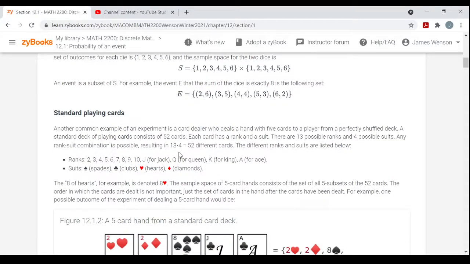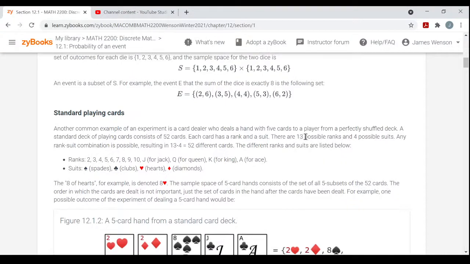So, some other examples. Standard playing cards. Another common example of an experiment is a card dealer who deals a hand with 5 cards to a player from a perfectly shuffled deck. A standard deck of playing cards, in case you didn't know, consists of 52 cards. Each card has a rank and a suit, like a number and a suit.